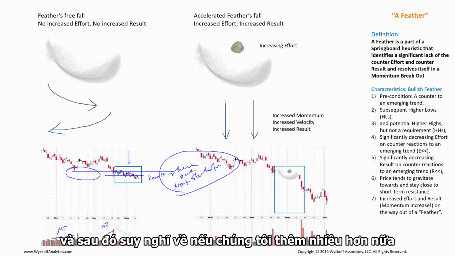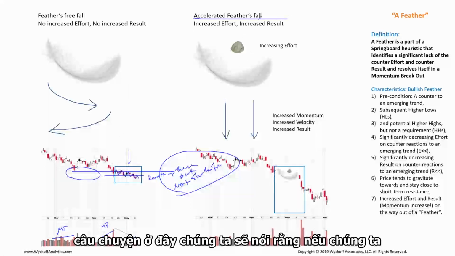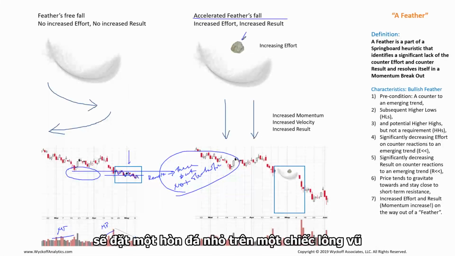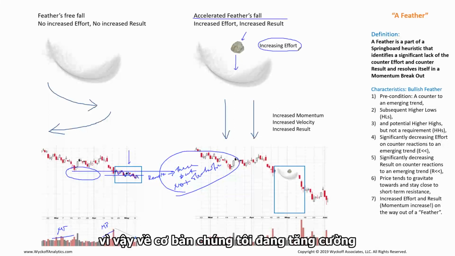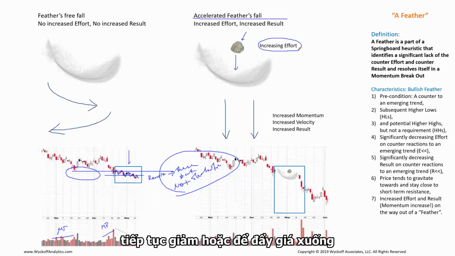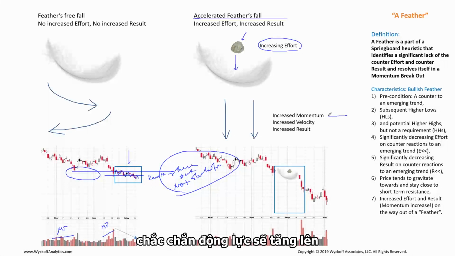And then think about if we add more force to push the price down, what should happen? So in the feather story here, we're going to say that if we put a small stone on the feather, somewhere like on the top right here, we're basically increasing the effort to push the feather down, or to push the price down. What should happen with that? Well, definitely momentum is going to increase. With the momentum increase, we're going to have the velocity increase, and with all of that, we're going to have the increase in the result.